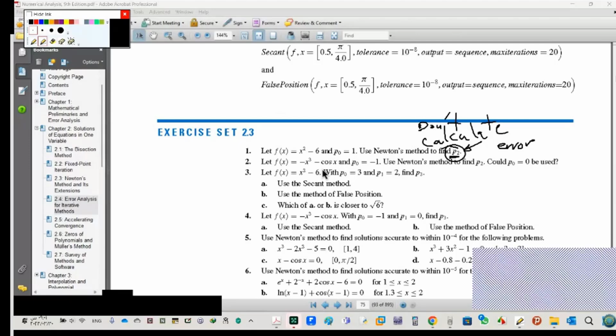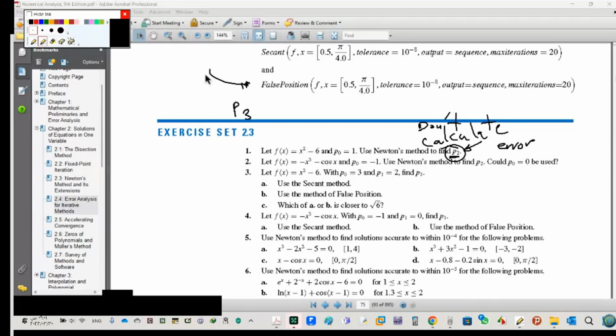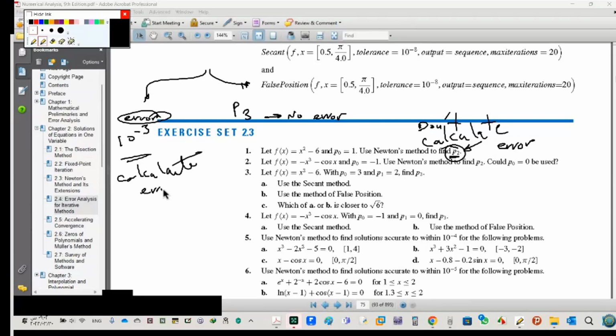Is it clear? So here we have two ways. Either until, for example, b true, so no error. Second one, until, for example, error 10 exponential minus 3. So you have to calculate error. Got it?